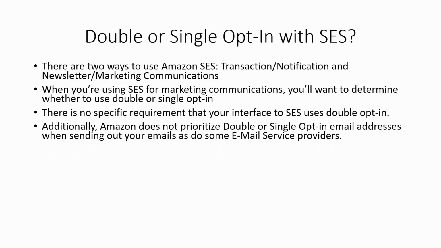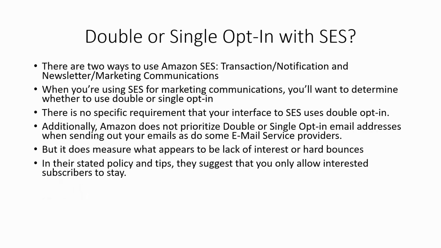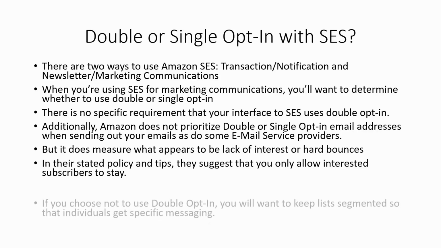Additionally, Amazon does not prioritize double or single opt-in email addresses when sending out your emails, as do some email service providers. Now, it does measure what appears to be a lack of interest through the form of hard bounces. It's their stated policy and tips that they suggest that you only allow interested subscribers to stay, and that would indicate that you are using double opt-in because they've gone through the second level of trying to get into your email marketing list.